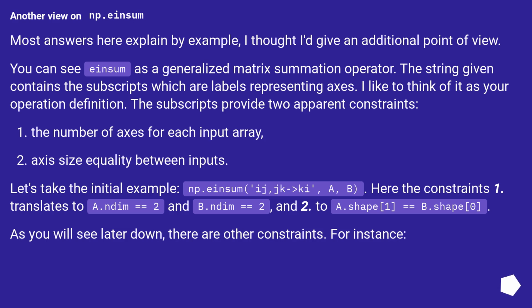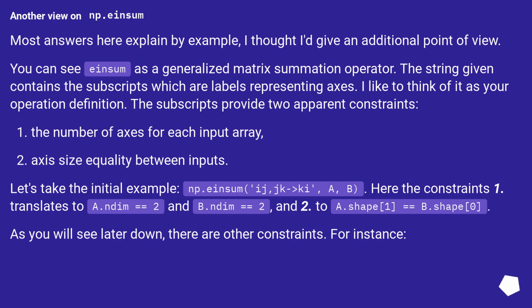Another view on np.einsum. Most answers here explain by example. I thought I'd give an additional point of view. You can see einsum as a generalized matrix summation operator. The string given contains the subscripts, which are labels representing axes. I like to think of it as your operation definition. The subscripts provide two apparent constraints: the number of axes for each input array, and axis size equality between inputs.